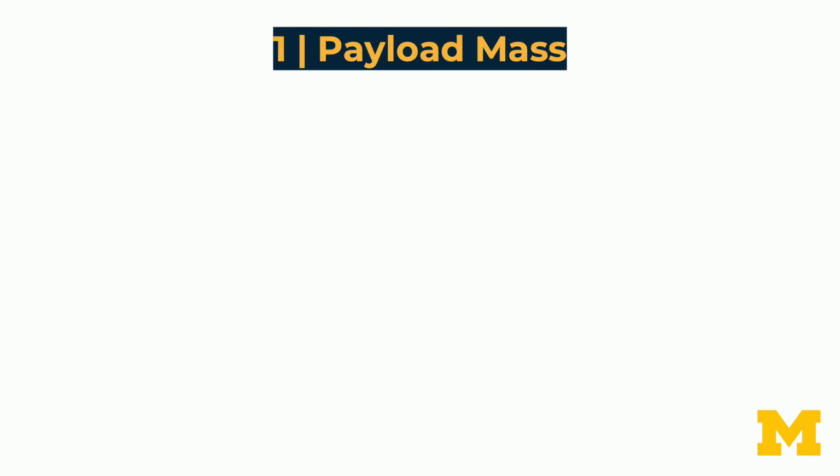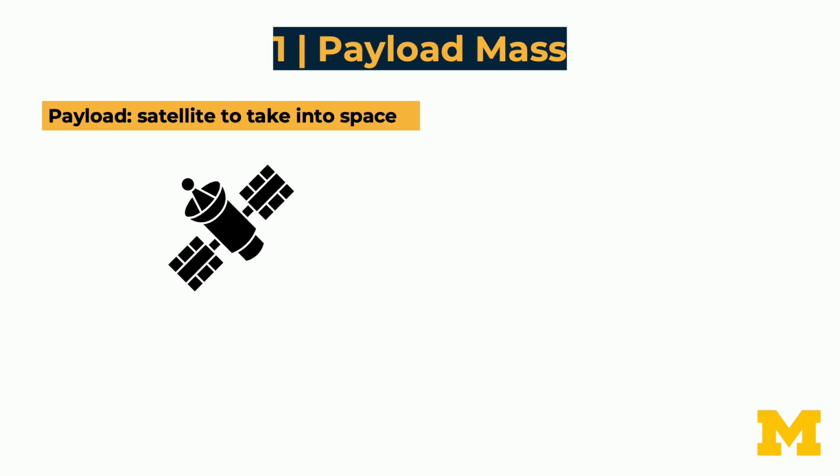So the first one is the payload mass. That's basically how big the satellite is going to be. And satellites come in all sorts of shapes and sizes. The smallest satellites are about the size of a softball, 4 inches by 4 inches, or 10 centimeters by 10 centimeters by 10 centimeters. Those are called CubeSats.